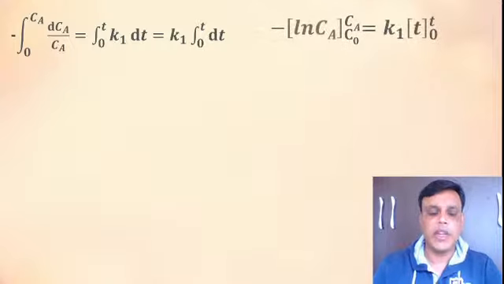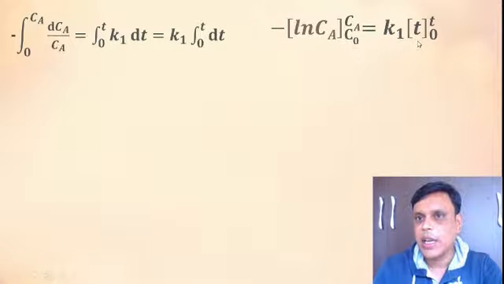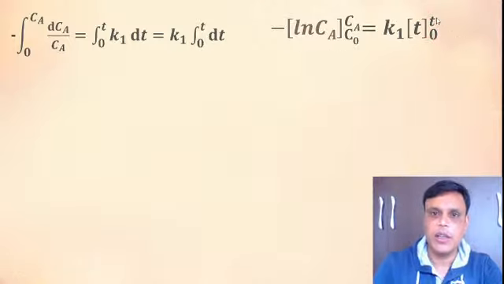In this way we get the equation after integrating. If you solve this, you get minus ln CA from C0 to CA is equal to K1 t from 0 to t. This is the equation we get. This is the limit for concentration, and 0 to t is the limit for time.